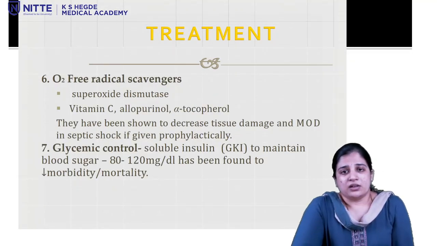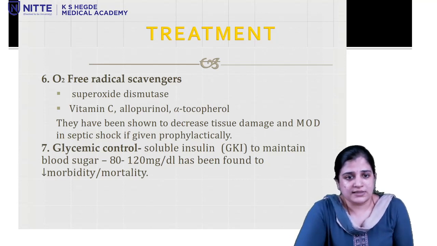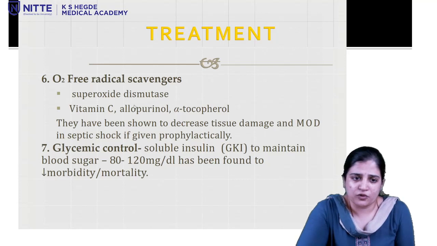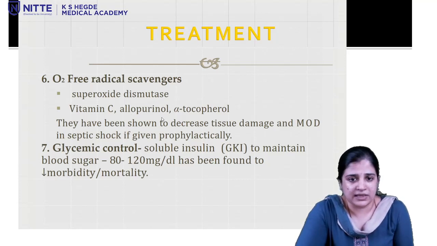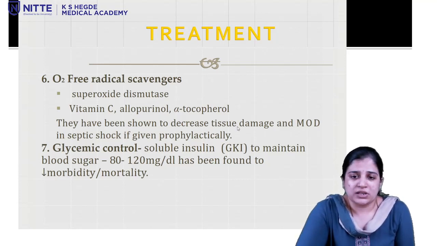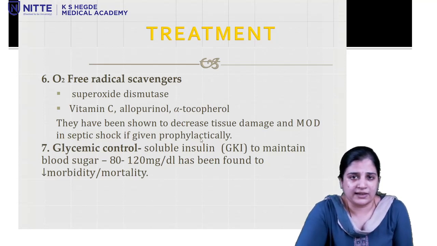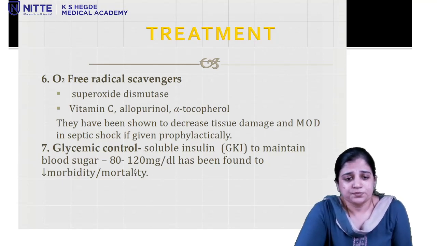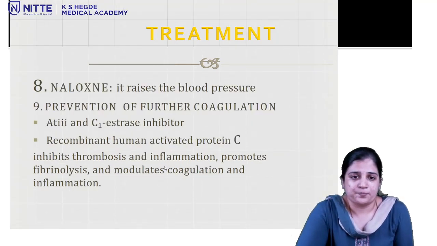Other than that, we can give a few drugs like O2 free radical scavengers. Superoxide dismutase can be given, or vitamin C or allopurinol also can be given. They have been shown to decrease the tissue damage and multi-organ dysfunction in septic shock if given prophylactically. And also we have to keep a glycemic control, check on the blood sugar levels by maintaining it at 80 to 120 milligrams per deciliter.